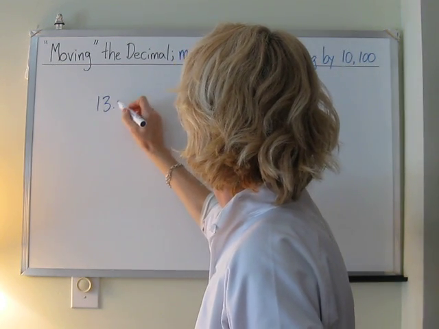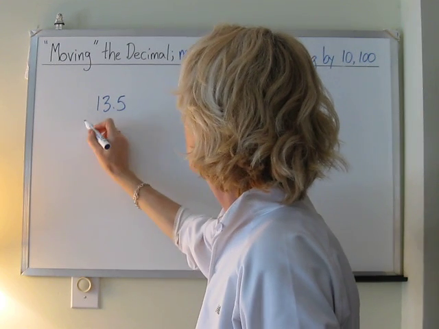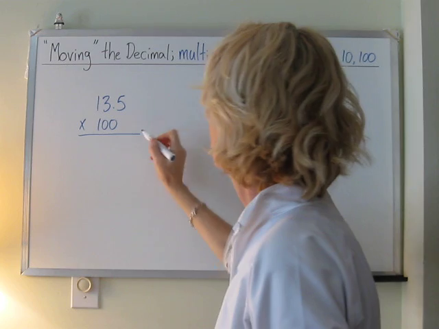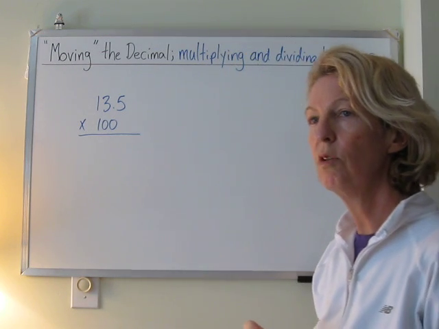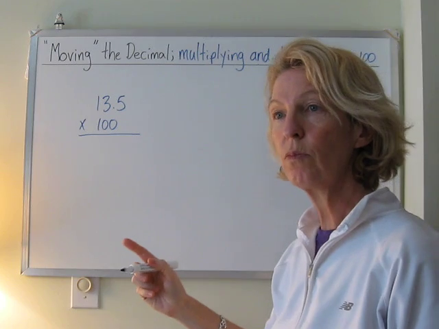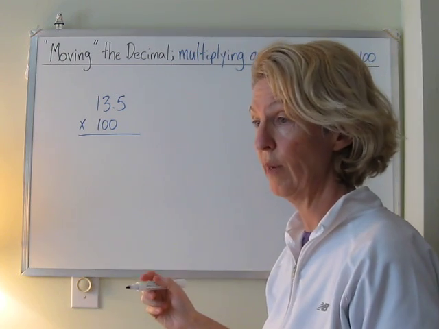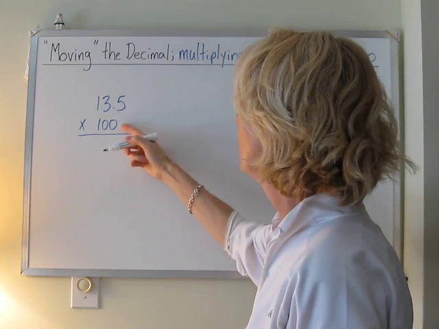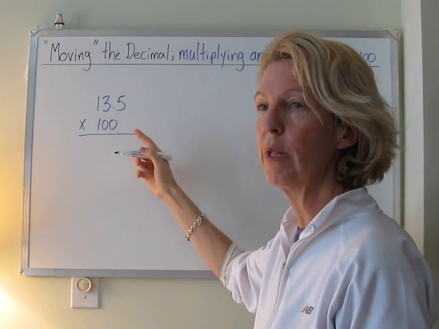Okay, 13.5. What happens when we multiply 13.5 times 100? Can you do that in your head? No. Okay, I think I know the answer. But wait a second. Why don't we multiply it out, okay? Do you want to go ahead, honey? We're going to multiply this out.